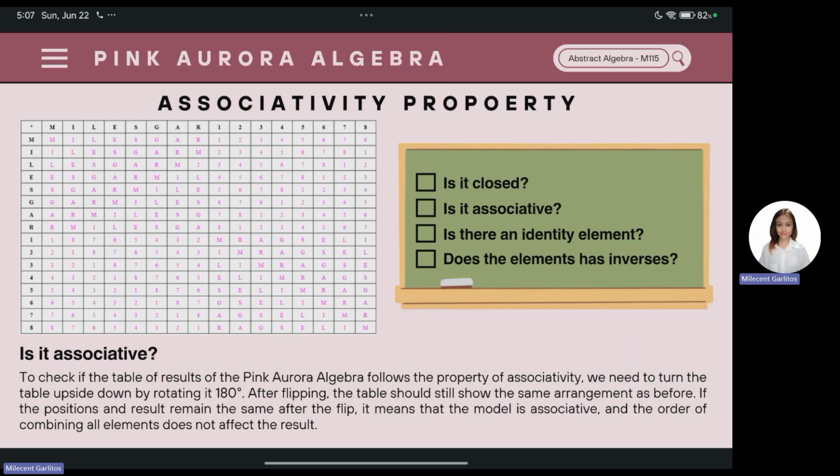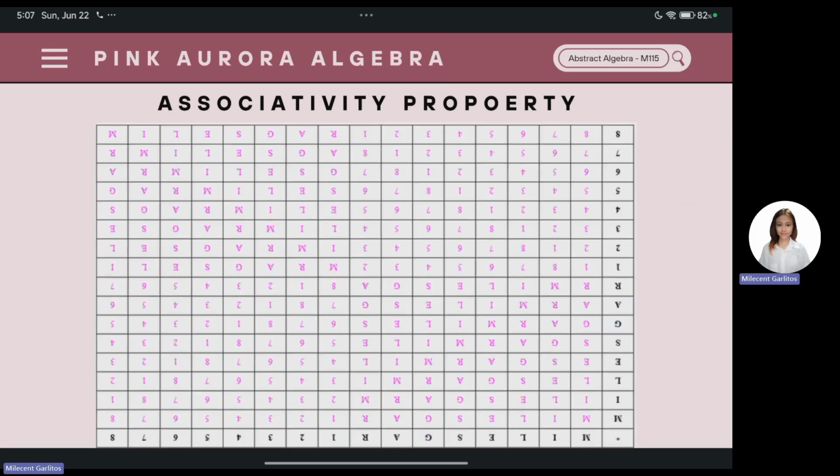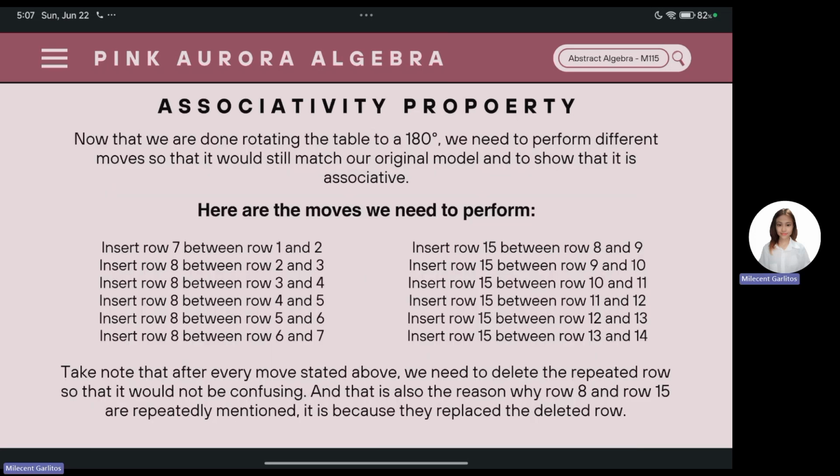So let's check our table after rotating it 180 degrees. So this is the original table. Now after we rotate it 180 degrees, this would be the result. So this is the result now. Once we are done rotating the table 180 degrees, we need to perform different moves so that it would still match our original table and show that it is associative. So here are the moves that we need to perform.